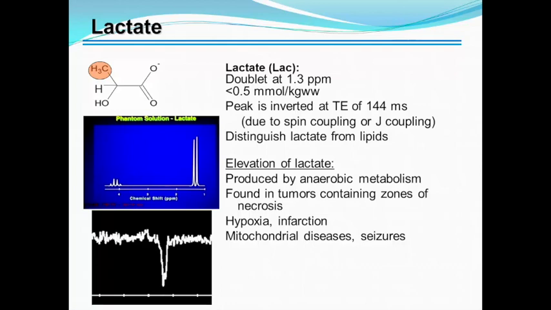which is actually a good thing because if it's inverted, we can distinguish it from lipids, which also happen to resonate at 1.3 ppm. As I said, an elevation in lactate is associated with anaerobic metabolism, so it's found in tumors containing zones of necrosis, in hypoxia, infarction, mitochondrial diseases, and after seizures. You should not necessarily be able to see lactate in a healthy brain. So whenever you do see lactate, typically for the radiologist, all alarms go on.